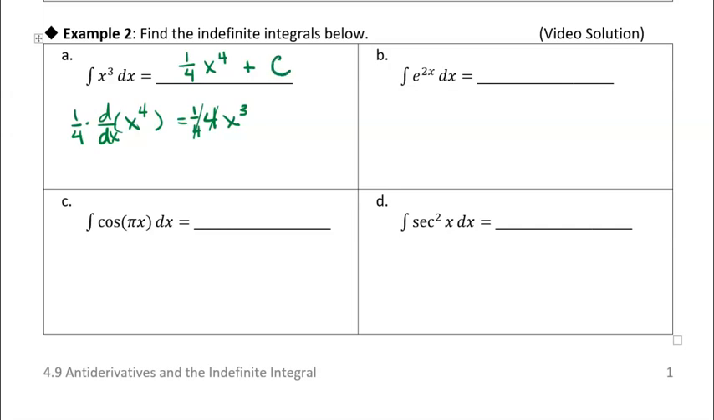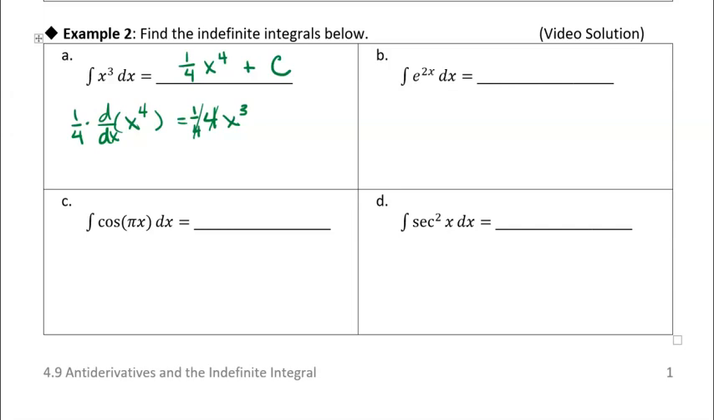All right, so there's the indefinite integral of x cubed. And you can always check. You can take the derivative of our antiderivative, and you should get x cubed, because that's what it means to be an antiderivative. Let's look at the next one.